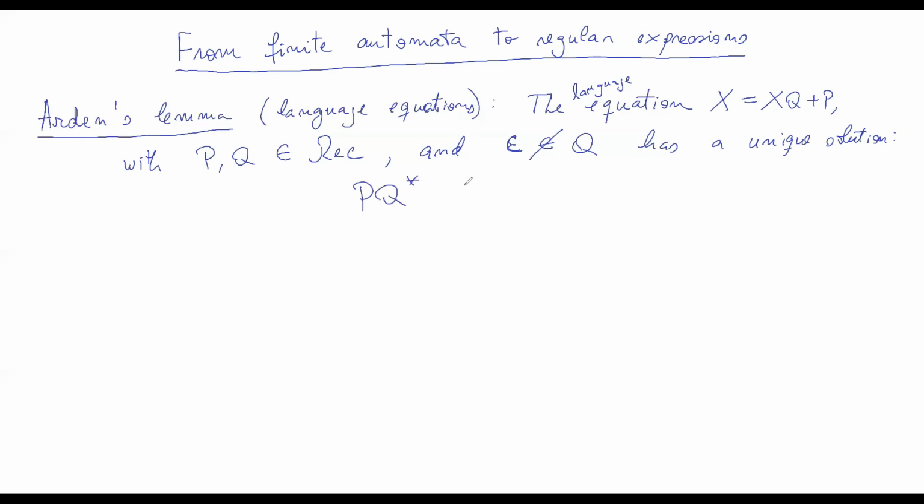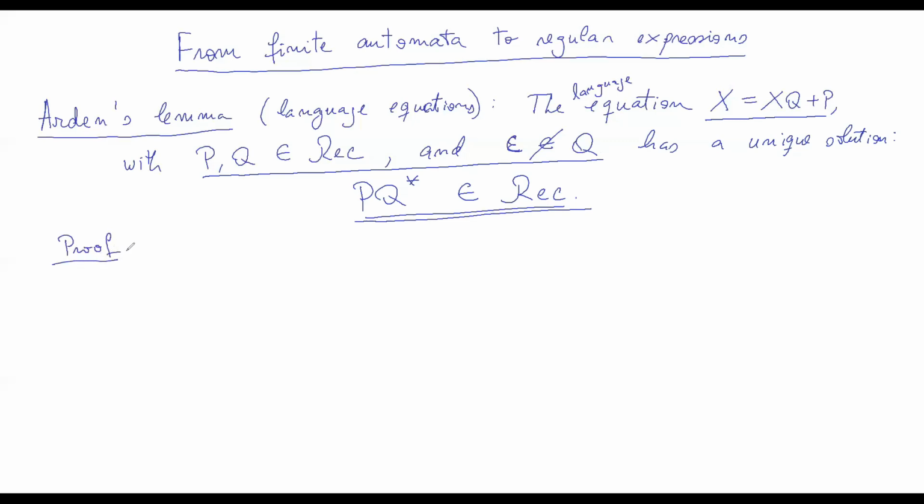Obviously, because P and Q are recognizable languages, this is also a recognizable language. So the main point of the lemma is that this equation, under these conditions, has a unique solution, and that solution is PQ star. So it's very, very easy to calculate this solution. I want to prove this result for you.